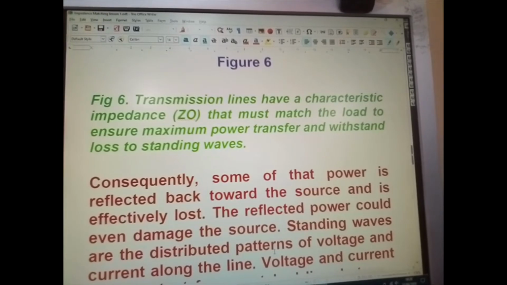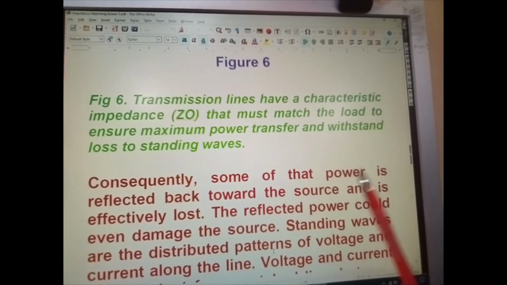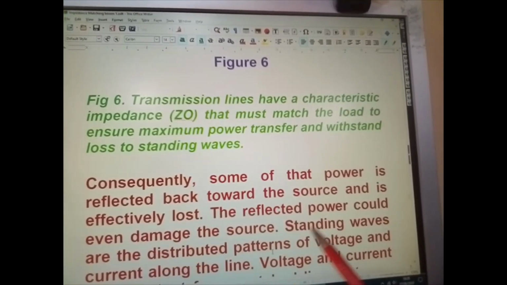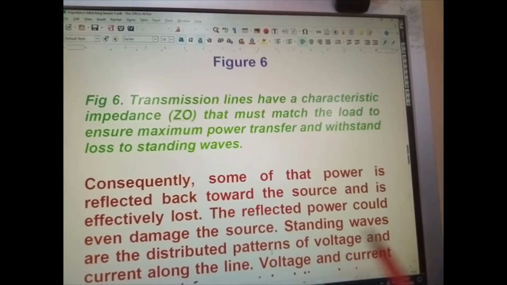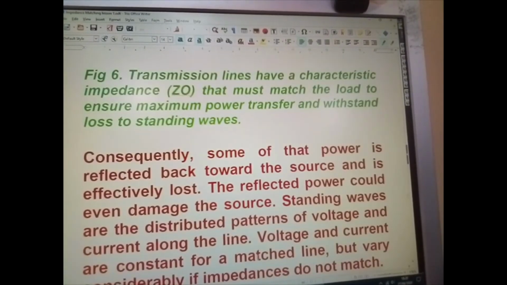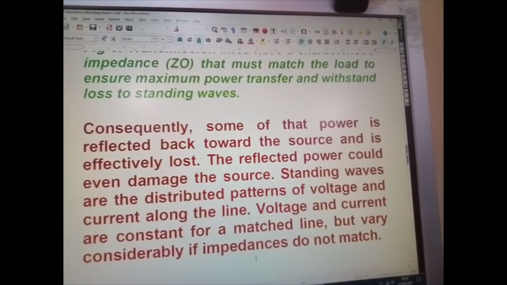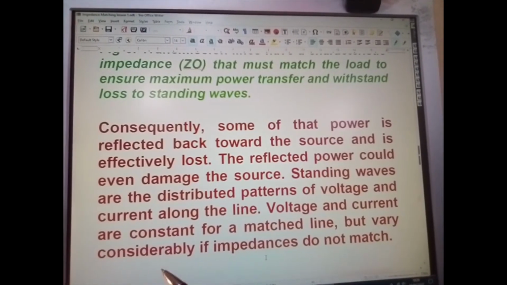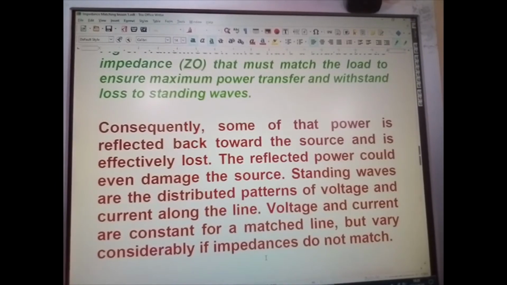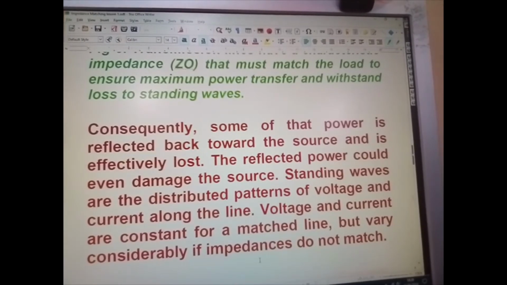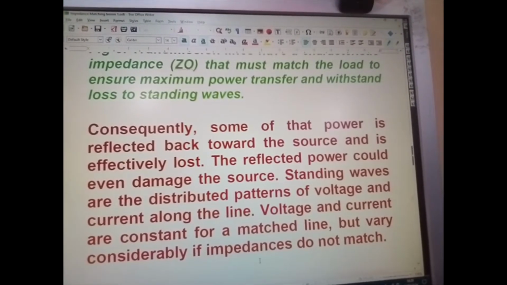Consequently, some of the power is reflected back toward the source and is effectively lost. The reflected power could even damage the source. Standing waves are the distributed patterns of voltage and current along the line. Voltage and current are constant for a matched line, but vary considerably if impedances do not match. So by having a matched impedance, you help to reduce these waves, which would be a loss of power.